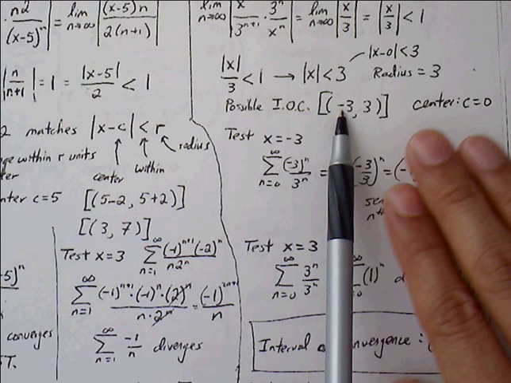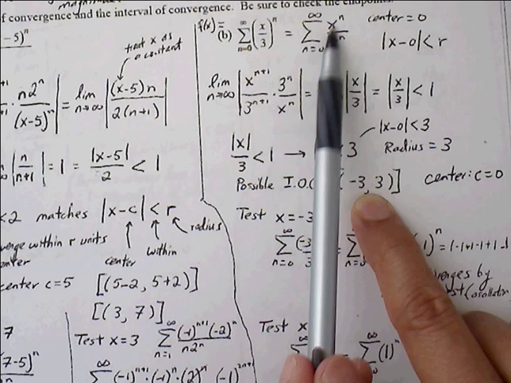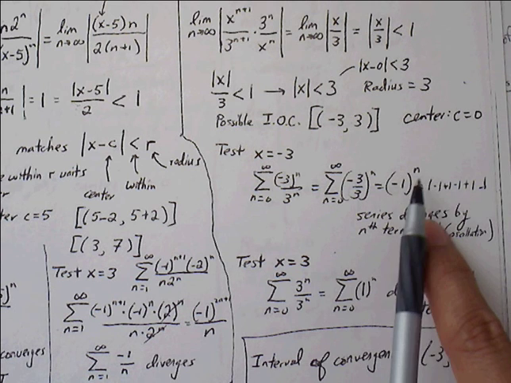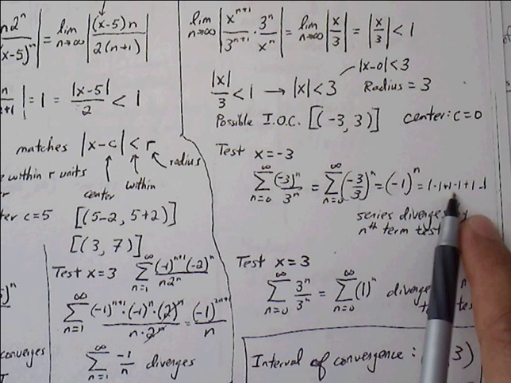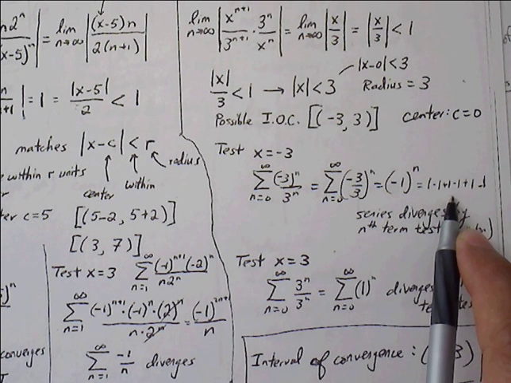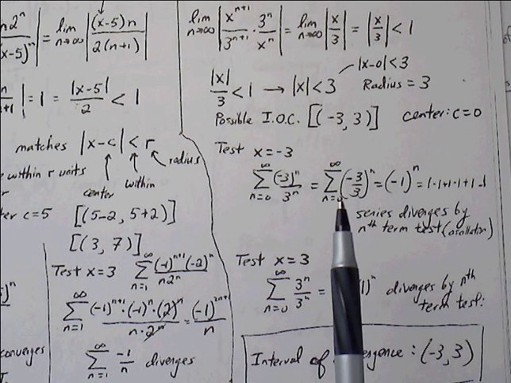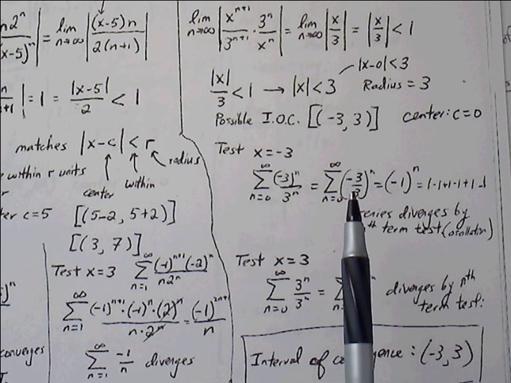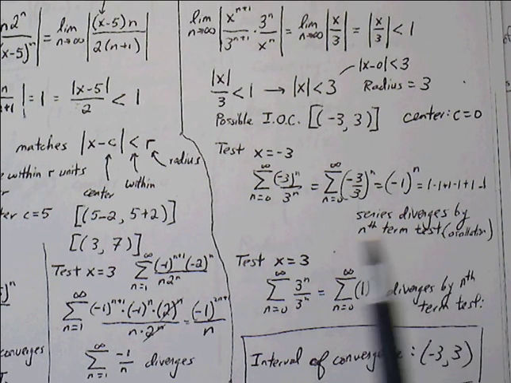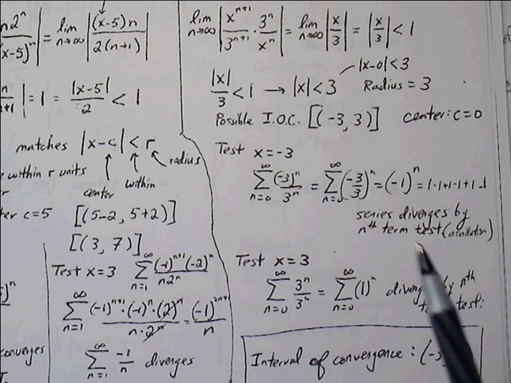We're going to replace the x with negative 3 from the original rule of sequence. So negative 3 to the n over 3 to the n. That's the same thing as negative 1 to the n. If we write out the first few terms of the sequence, we're going to see it's going to be 1, minus 1, plus 1, minus 1, plus 1. So we see that this series will keep oscillating from a sum of 1 to 0 to 1 to 0. So it's never going to settle on a value. So by the nth term test, the series will diverge. If it diverges, we know we can't include negative 3. We use parentheses around negative 3.